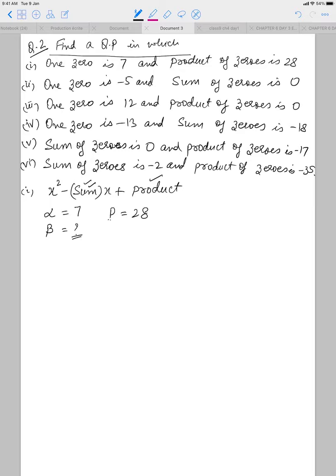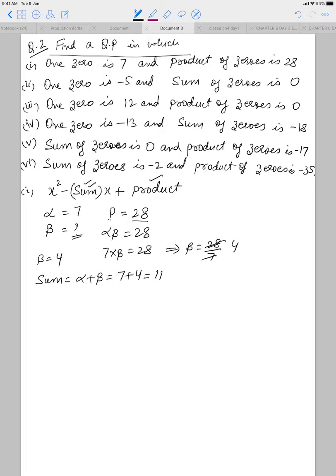Now the product of the two zeros is 28, means I can write alpha into beta is equal to 28. Alpha is given to be 7, so 7 into beta is equal to 28, and this implies the other root beta is equal to 28 upon 7, which gives me 4. So the other zero is 4. So what is the sum of the zeros now? It is alpha plus beta is equal to 7 plus 4, which is equal to 11.